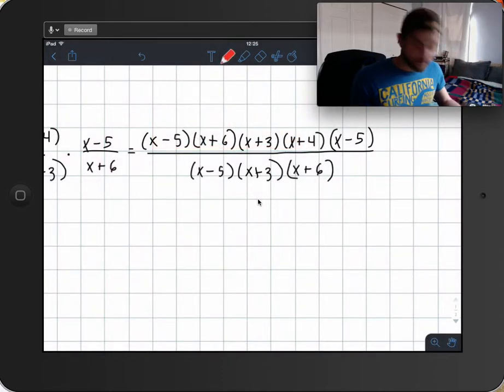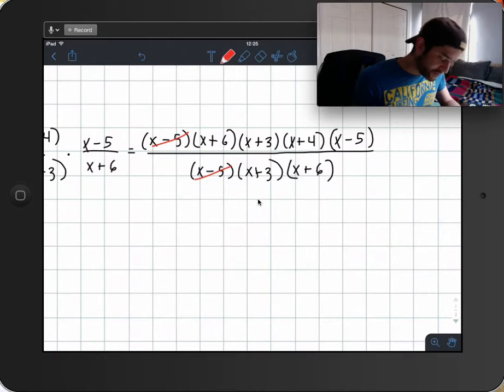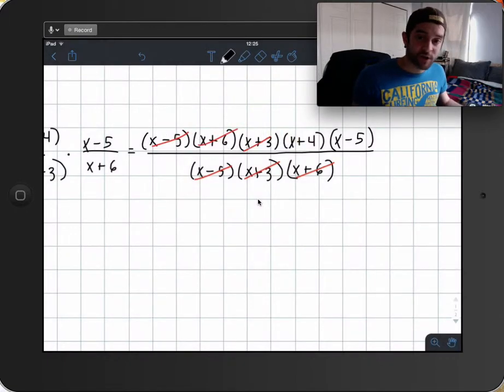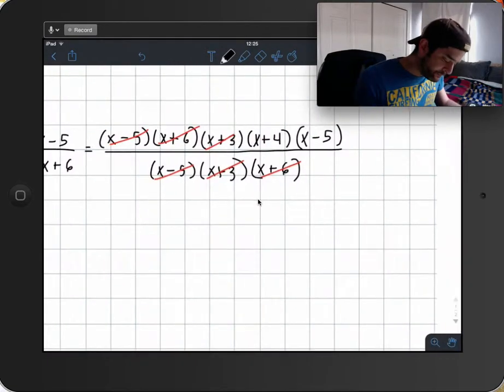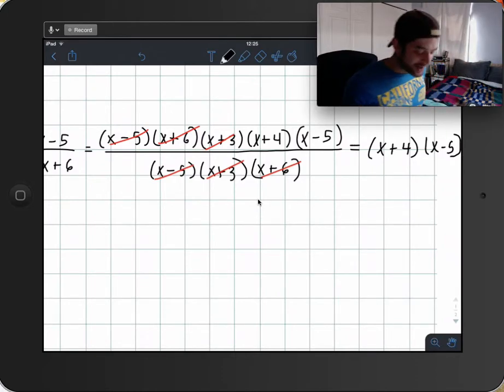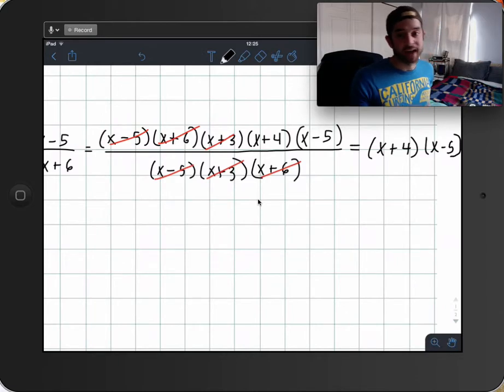And now we just reduce off who we can. So the (x minus 5)'s reduce off, the (x plus 6)'s reduce off, the (x plus 3)'s reduce off. So everything reduces off the denominator, so there's a 1 left over. And our final answer is (x plus 4) and (x minus 5). I almost ran out of room there. And you would leave it like that. You wouldn't multiply them through because the directions for this would be factors, so they're split up in their factors.